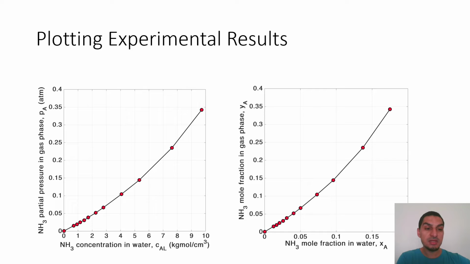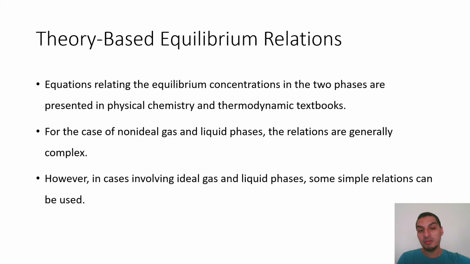You can get the equilibrium data with another approach, which is using theories from basic thermodynamic concepts. This is a whole branch of thermodynamics: getting the equilibrium data between two phases or three phases. The equations are generally complex, especially if you have non-ideal systems, non-ideal gases or non-ideal liquids. But in the case of ideal gases and ideal liquids, it might be easier.